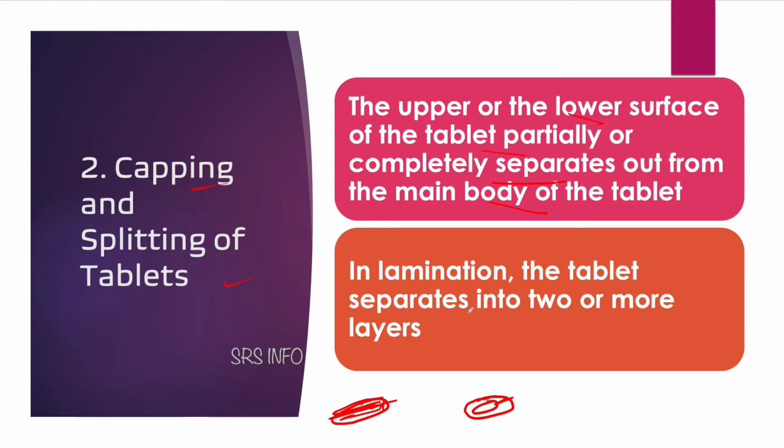In lamination, the tablet separates into two or more layers. Then after capping, it will split. This is called capping and splitting.